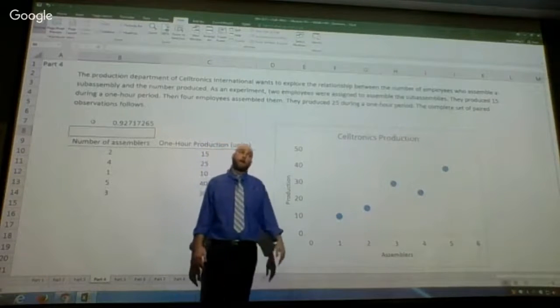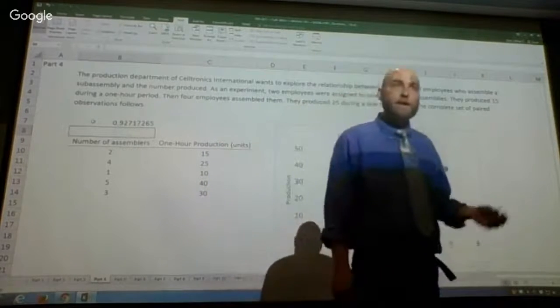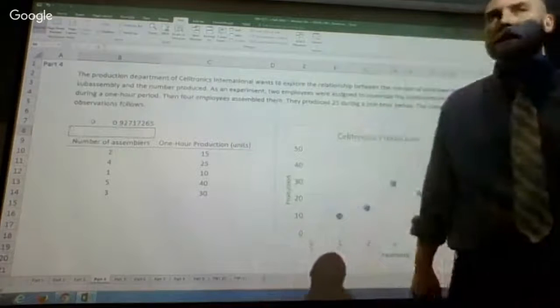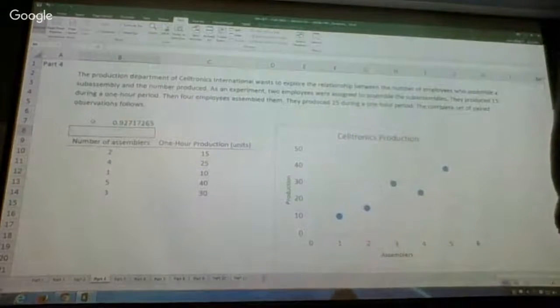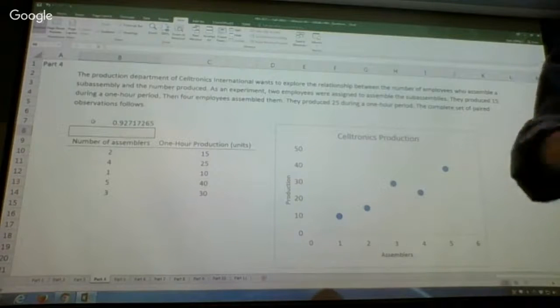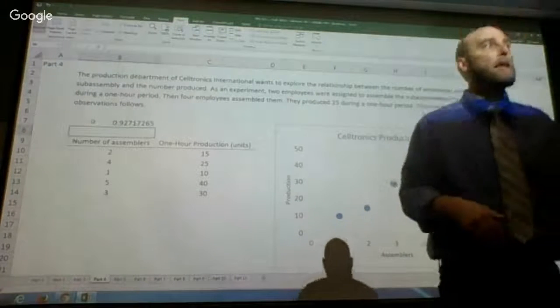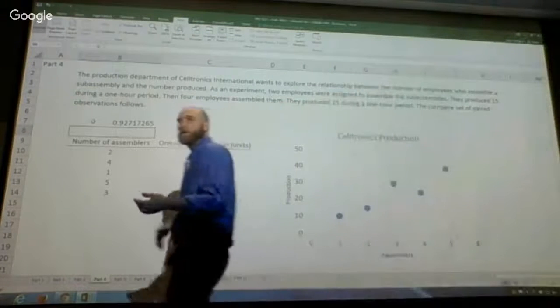You might be able to try to figure out how many people may have been working, but as a manager of Celltronics International, you're more likely to say, if I have 3 people working, how many units can I expect to be predicted? But use X to predict Y. Use the independent to predict the dependent. More questions?